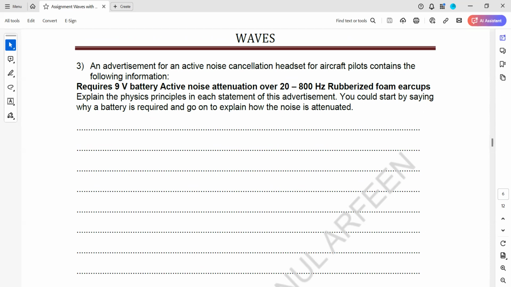Then what is the use of these rubberized foam ear cups? What is a rubber or a foam? They are good absorbers. So rubberized foam ear cups are a good material. They can absorb a greater amount of energy, and they also have a large surface.